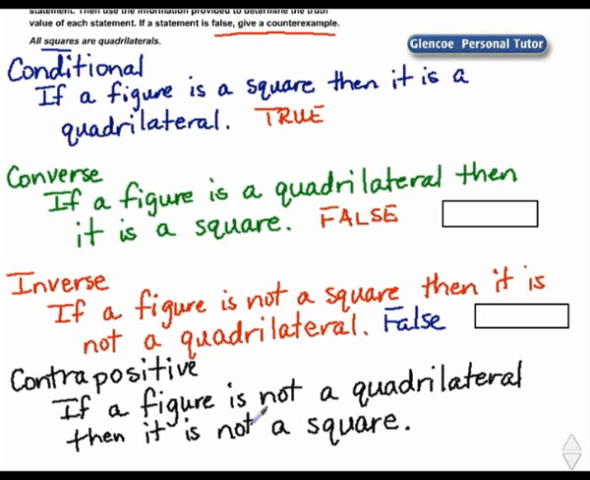Okay, well, let's see. If it's not a quadrilateral, that means it does not have four sides. Then it's true that it cannot be a square. So this last statement is true. So we had two that were true. That's the conditional and the contrapositive. And two that were false, the converse and the inverse.